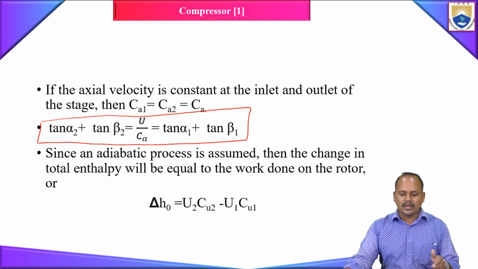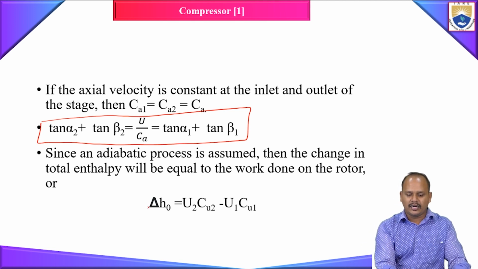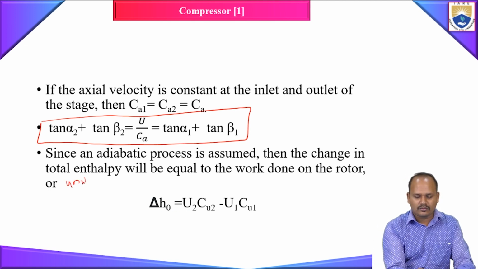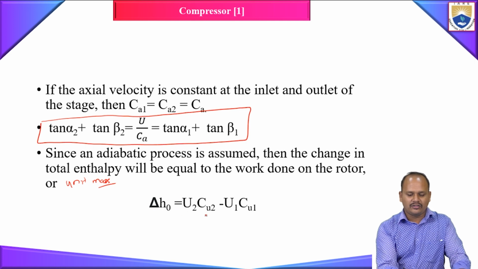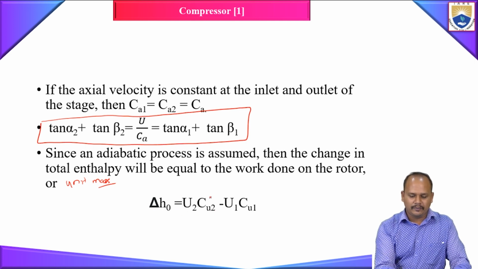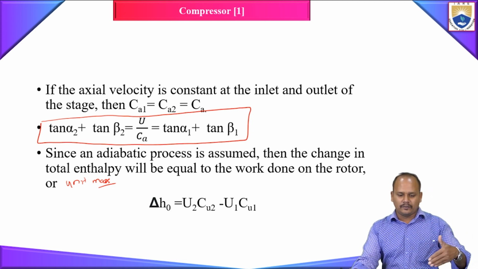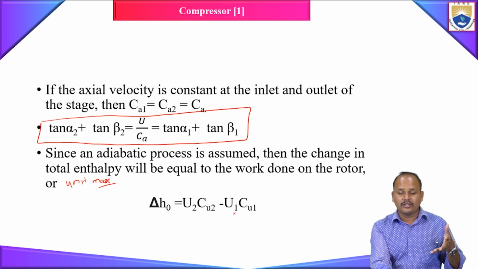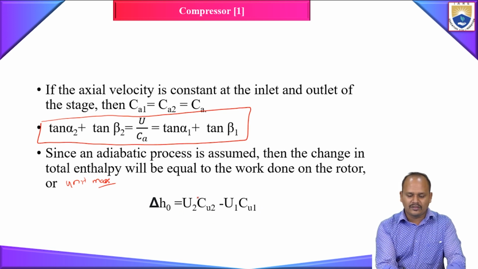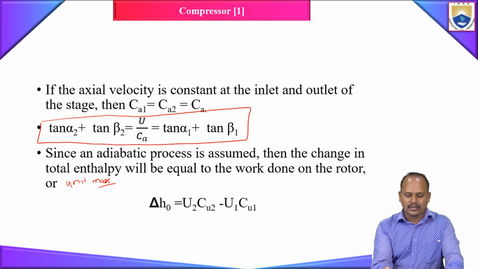Because of this rotation, the enthalpy of our flow is getting changed. So I can write delta H naught, that is change in enthalpy, is equal to U2 into CU2 minus U1 into CU1, per unit mass flow. I'm going to assume a unit mass flow rate is passing through. Here I am rotating my rotor blade at a velocity of U2. When I rotate this, its tangential component is changing to CU2. Similarly, the rotation speed of my rotor at the inlet is U1 and its tangential velocity component is CU1. You can see how U2 and CU2 give me the work done.